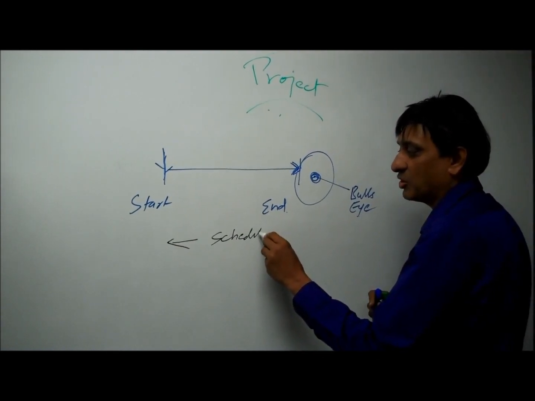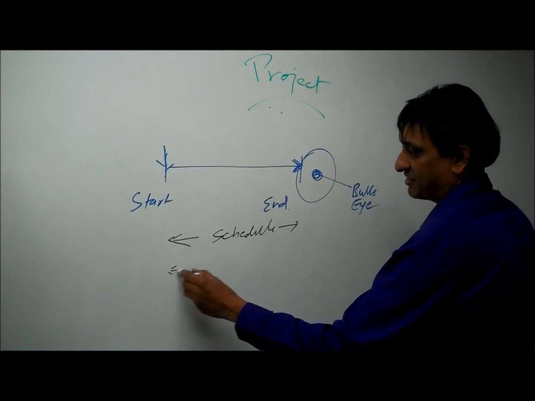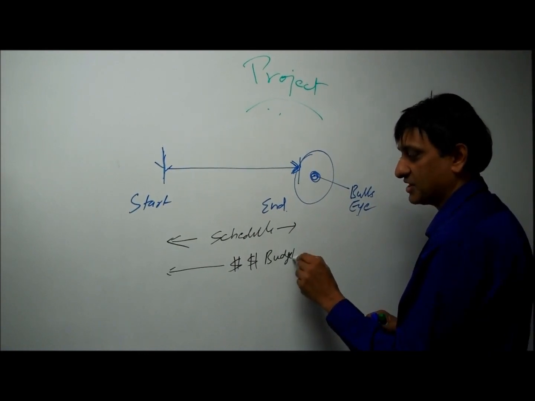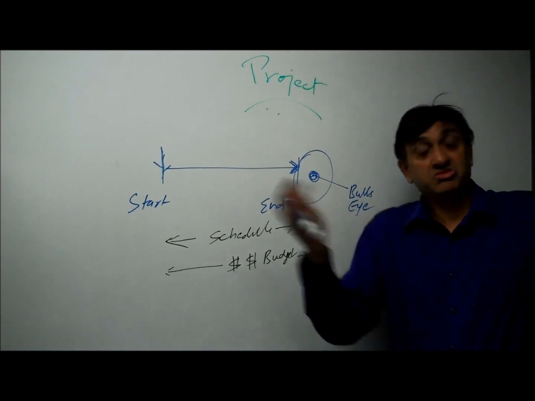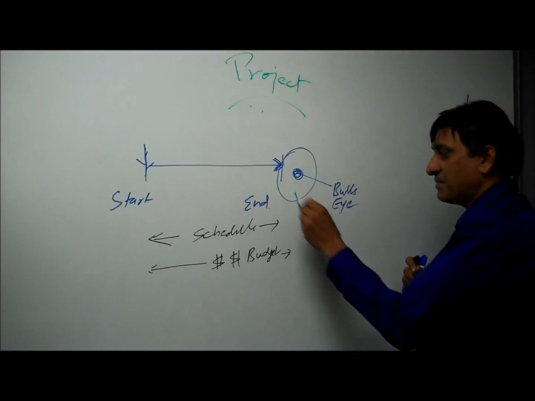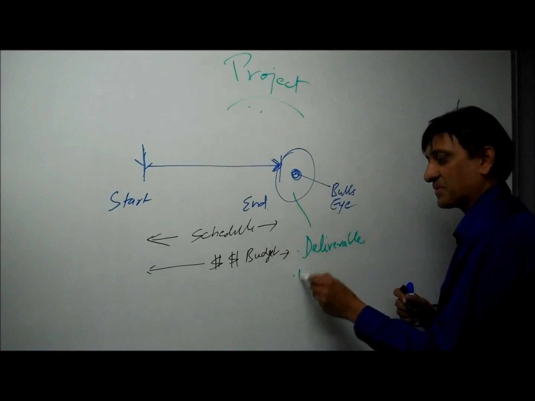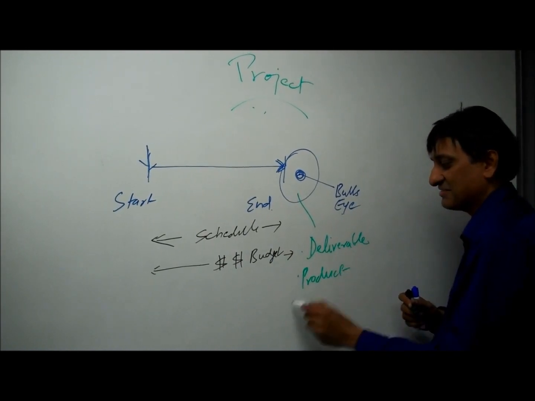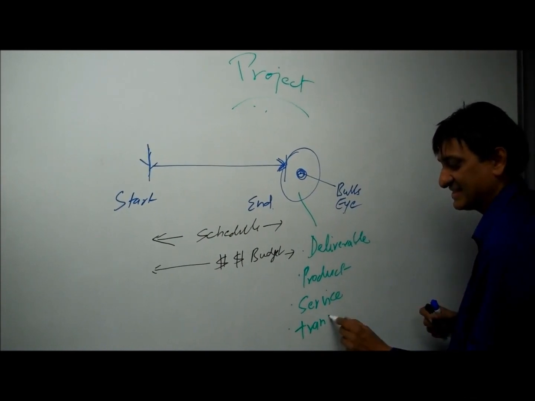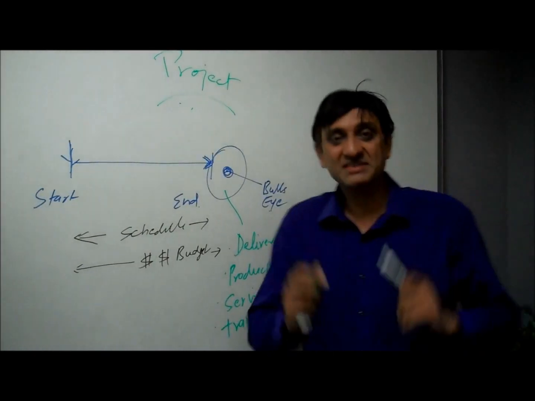You complete the project in a defined schedule, which is you say, okay, I'm going to create an iPhone 6 in 6 months' time, and then you have a defined dollar value, which is the budget. I am going to finish this project within a budget of $10 million, and then at the end of it I will end up creating a deliverable or a product or a service or even a transition. So you're trying to create something, and that's how it is different from normal work.